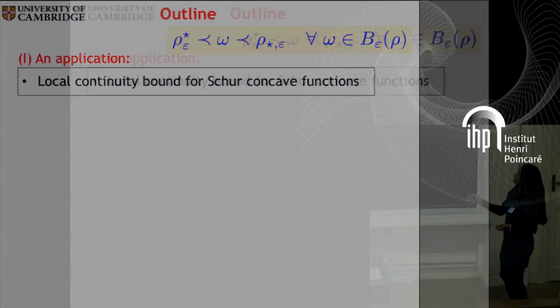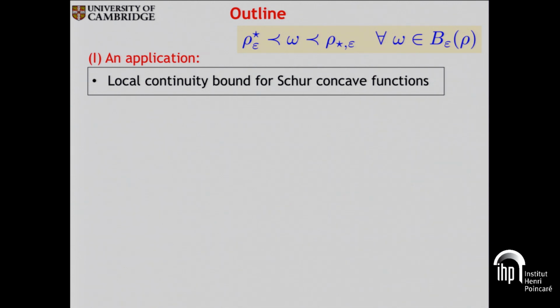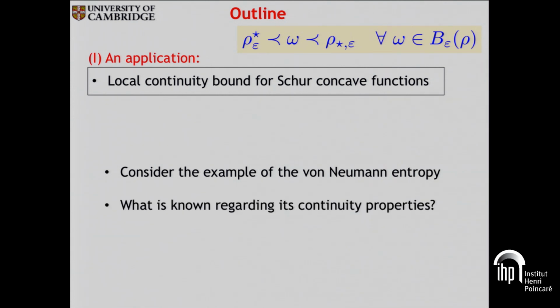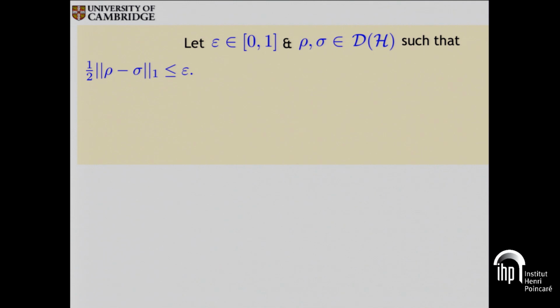So let's start with the local continuity bound for Schur concave functions, the application I talked about. In particular, let's consider the case of the von Neumann entropy, and let's recall what is known regarding its continuity bound. So what do we mean by that? You take a parameter epsilon in (0, 1) and two states rho and sigma, such that they are at most a distance epsilon apart in trace distance. Then the question is, if these two states are close, how close are their von Neumann entropies? This is what one wants to find.